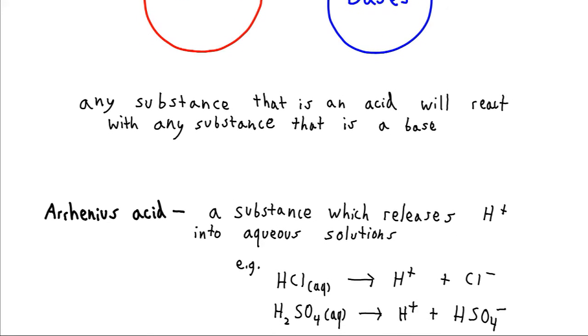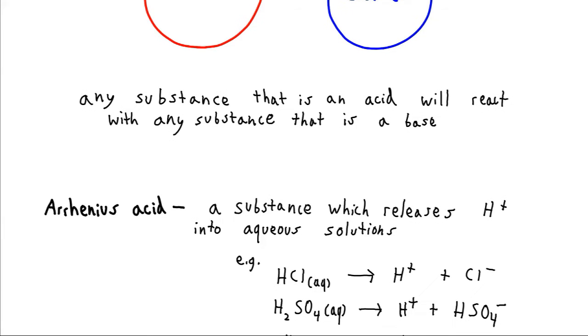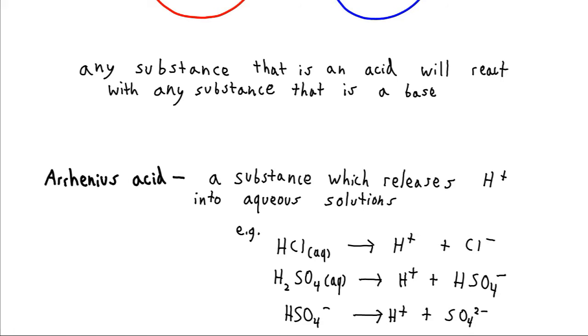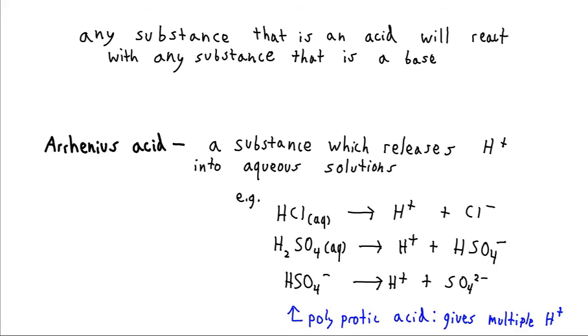Another example of an acid is sulfuric acid, H2SO4. Sulfuric acid does something interesting. It dissociates to give away one of its protons, leaving HSO4- as the other ion. And then that HSO4- will give away its proton. And so we will have two protons generated, plus the SO4 2- ion, the sulfate. So we call this a polyprotic acid, whenever we have an acid that gives multiple protons to our solution.